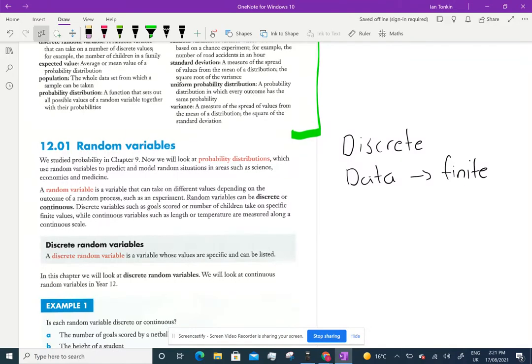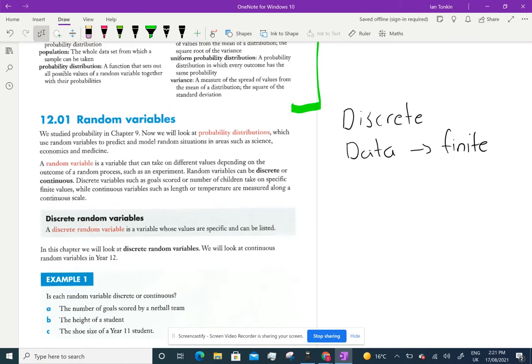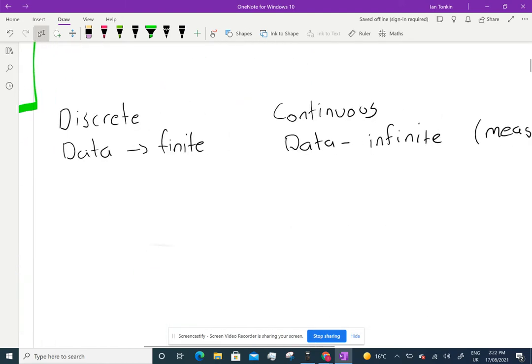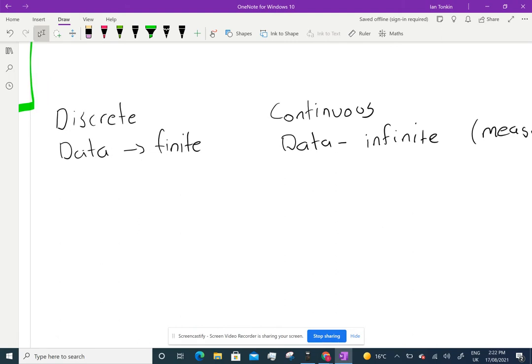Over here, when we talk about these in terms of random variables, so these are things that can vary. Discrete random variables are things that occur randomly, but are whole numbers. So for example, if I went and asked every student in the school how many brothers and sisters they had in their immediate family, that would be a collection of discrete data, and it's random. I'm just going around asking randomly.